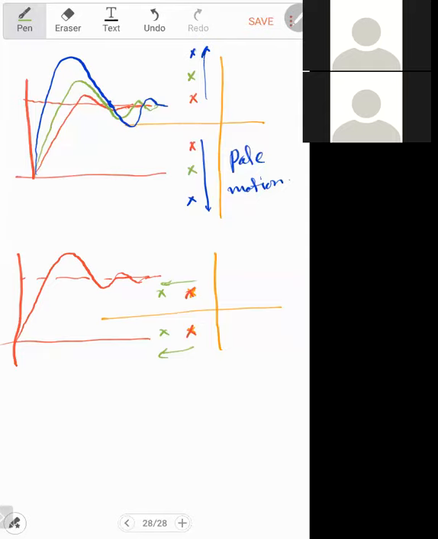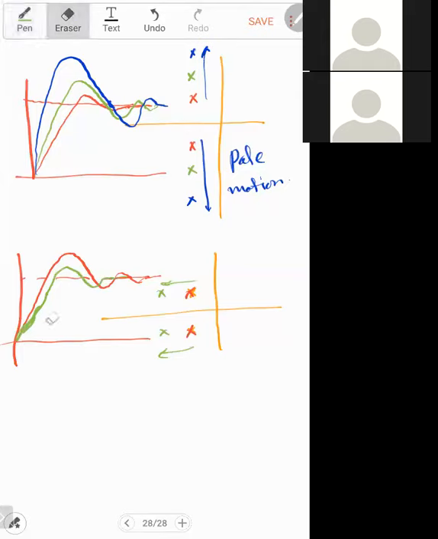Remember, as the poles move along the real axis, away from the imaginary axis, the system stability increases. They will have the same frequencies, I think I didn't plot properly, but the overshoot will reduce. And if you further move this one, it will further reduce.